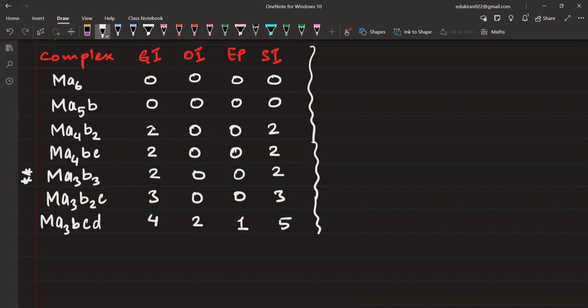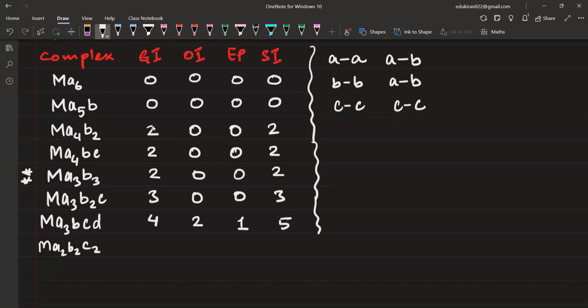Next, we have M, A3, B, C, D. Now, you have M, A2, B2, C2. Okay, so one of the complexes that I can make is A opposite to A, B opposite to B, and C is opposite to C. This is one of the complexes that I can make. Another complex I can make: A is opposite to B, A is opposite to B, and C is opposite to C as it is.